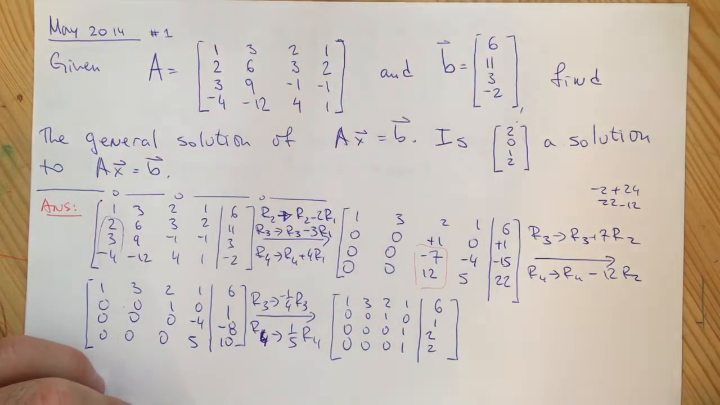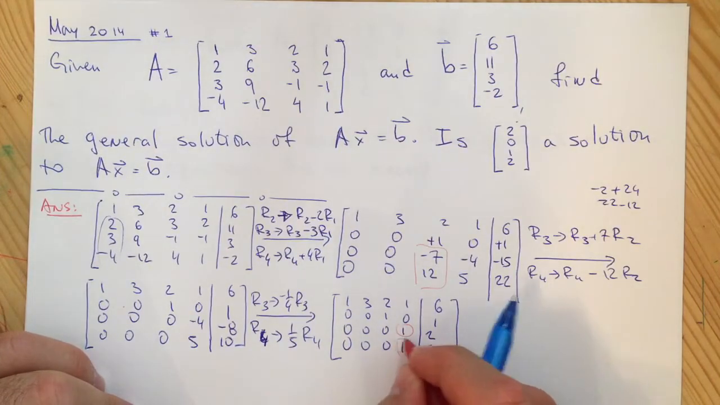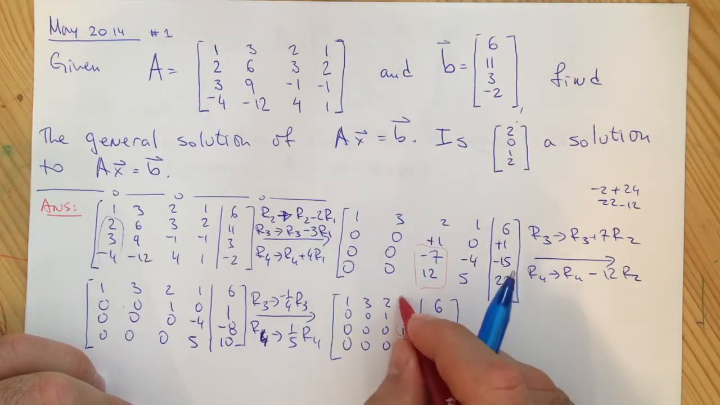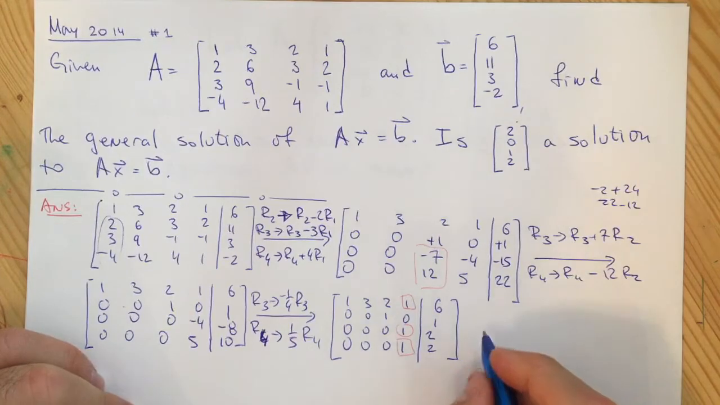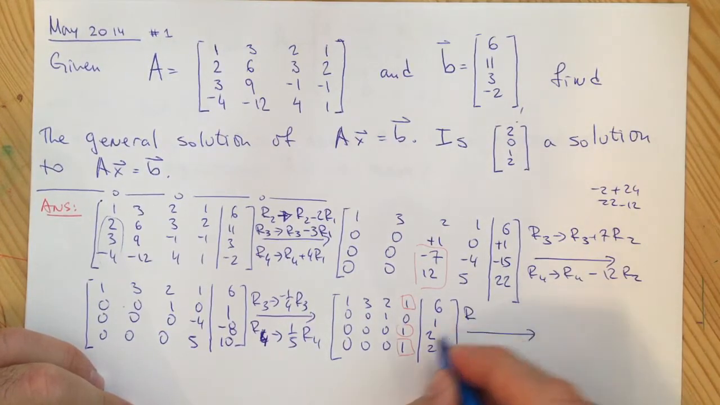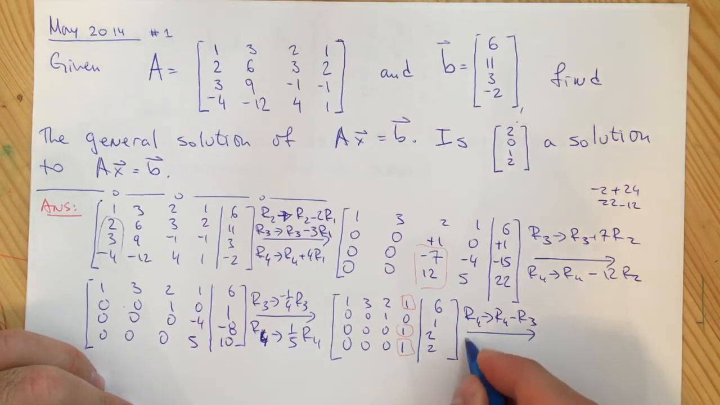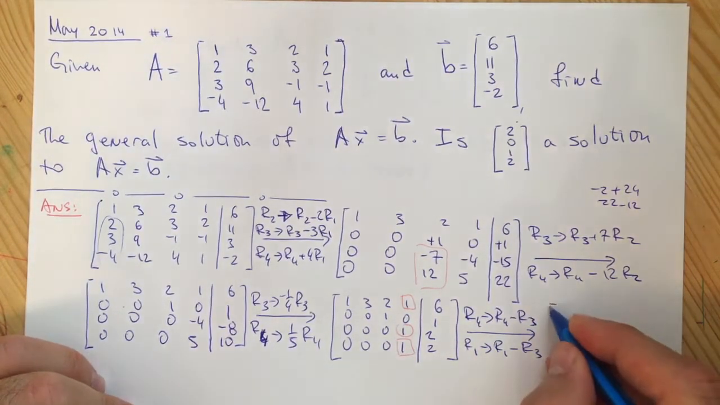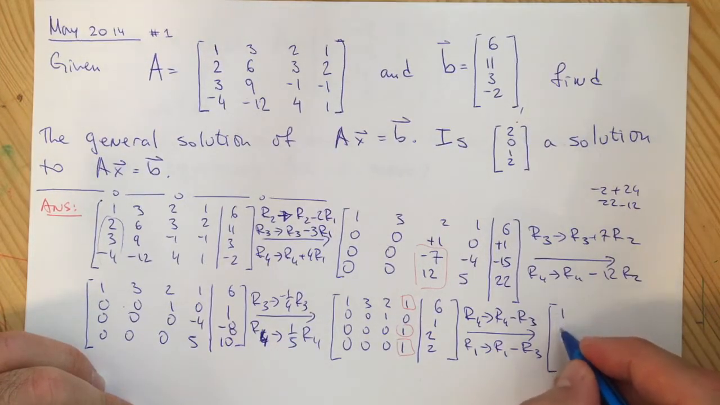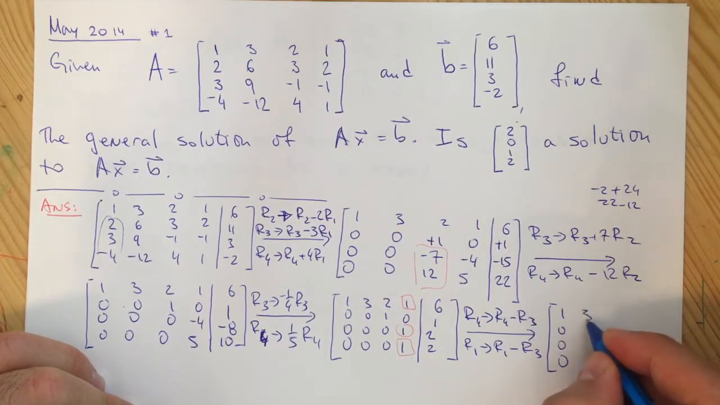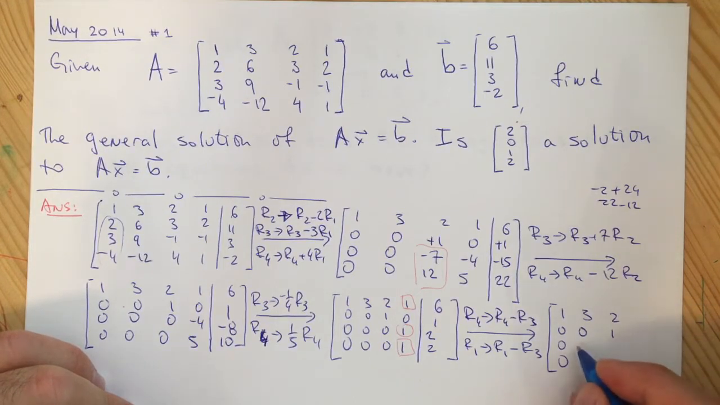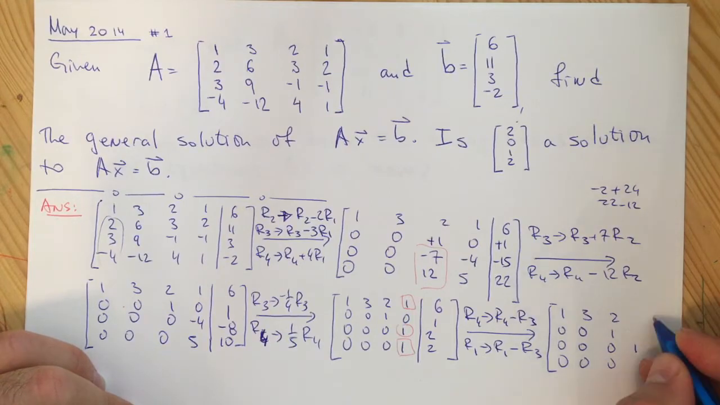Okay, so now I will use this pivot here to eliminate first this one and then the one in the first row. So I have row 4 becomes row 4 minus row 3, and row 1 becomes row 1 minus row 3. So 1, 0, 0, 0, 3, 2, 0, 1, 0, 0, 1, 0, 0.